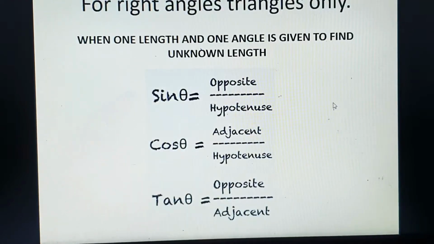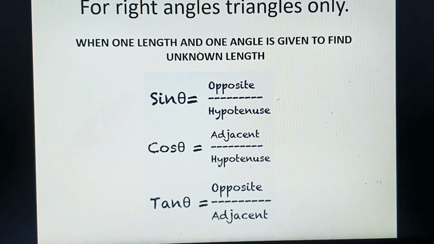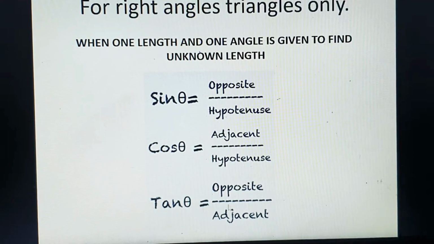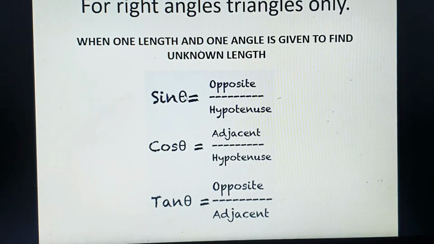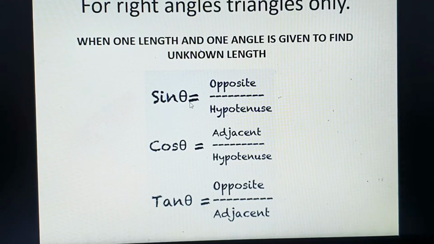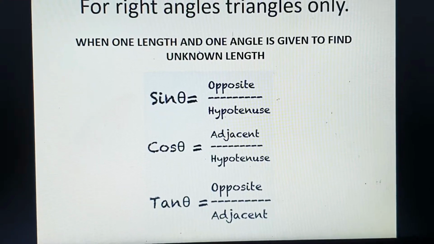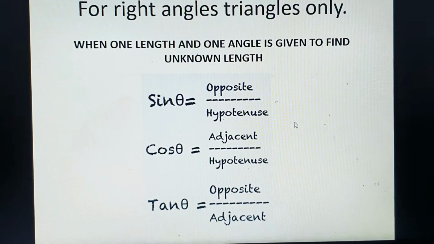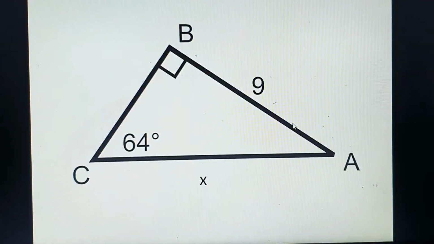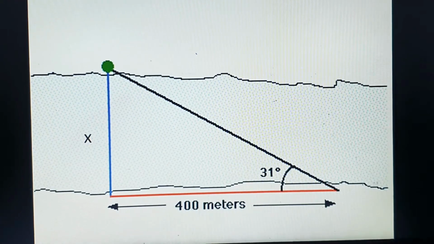So the three ratios that you would know from previous would be SOHCAHTOA, S-O-H, C-A-H, and T-O-A. SOHCAHTOA is a way we can remember the three ratios. The symbol theta here represents an angle, and we can use this to find the length of an unknown side when an angle and one of the sides are known. So I'm going to take you through using these three ratios to solve this question and this next one down here.